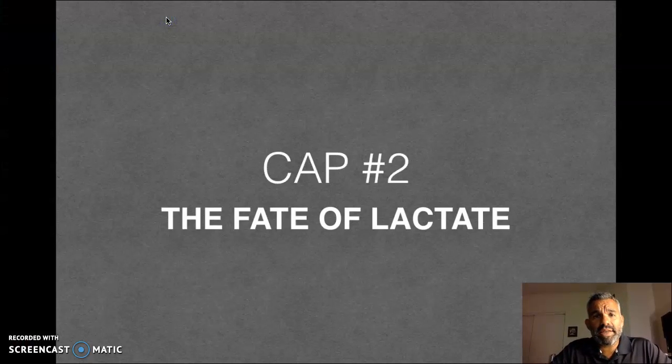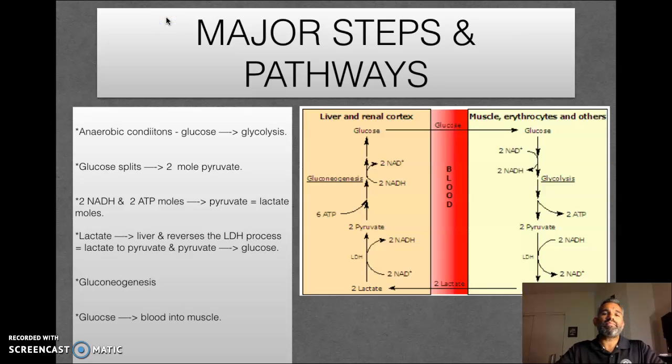Hello, my name is David Gloria, and I am presenting my KIN 515 Cap 2 assignment, The Fate of Lactate. On the right is a diagram of those major steps and pathways of lactate. And so I'll go ahead and explain what that is and what that means.